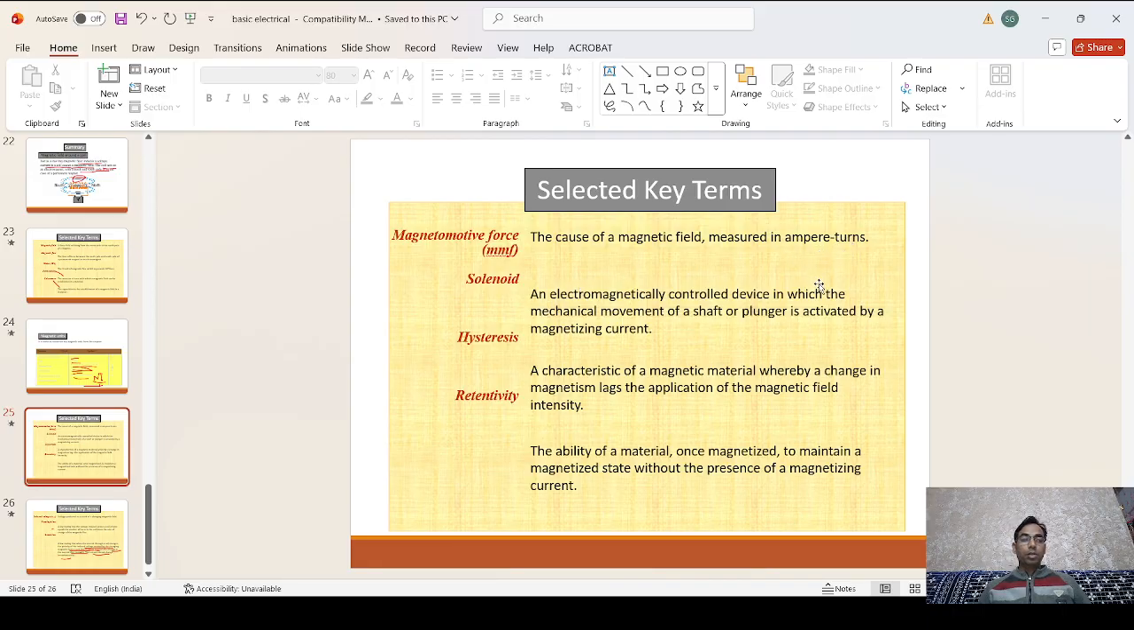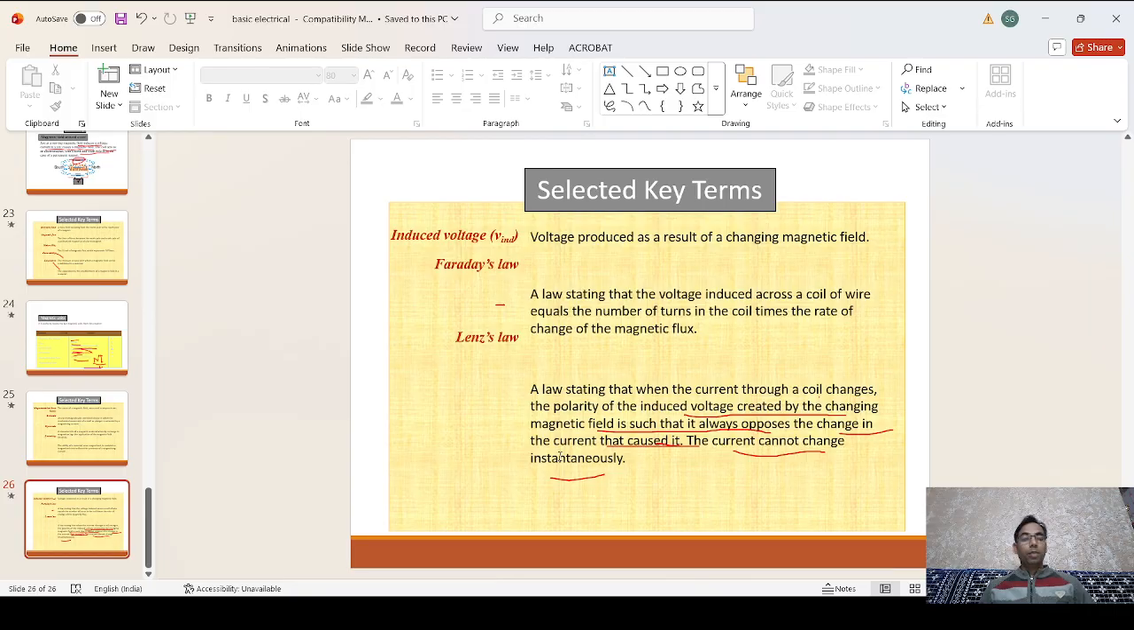A solenoid is an electromagnetically controlled device which has mechanical movement of the shaft by the magnetizing current. Hysteresis is very helpful to find the permeability of a material by the hysteresis loop. Retentivity is the point where some magnetism is present in the magnet but the force is zero, because the current has decreased to zero. That is the point called the retentivity of the material.